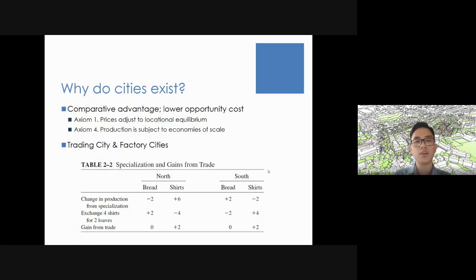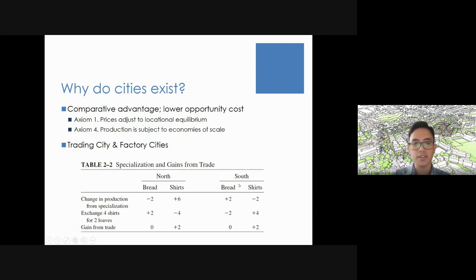Okay. So this is just a short table showing why cities exist, talking about comparative advantage and lower opportunity costs. In trading and factory cities, the key economic activity is the production of specific goods. So we're talking about two cities here. Just imagine it in your head, there are no drawings. This is just very stale economics ideas. There are two cities, one in the north and one in the south. The north city buys bread at -$2, but sells t-shirts at +$6.